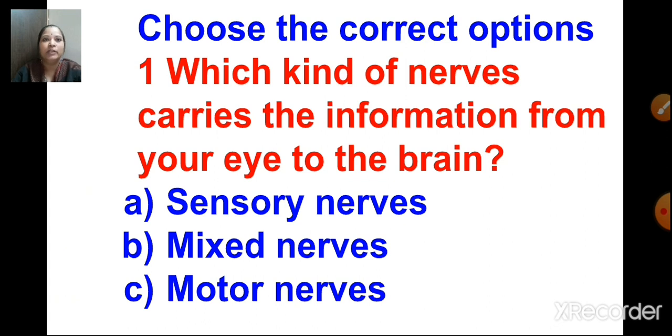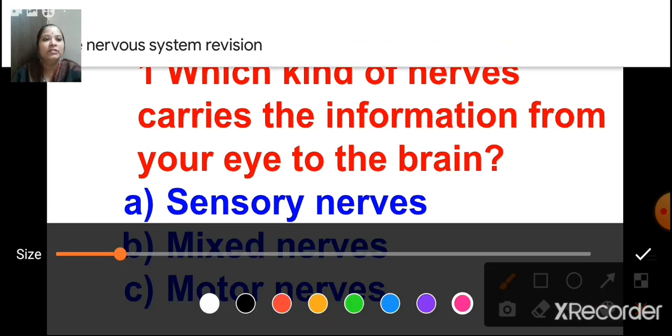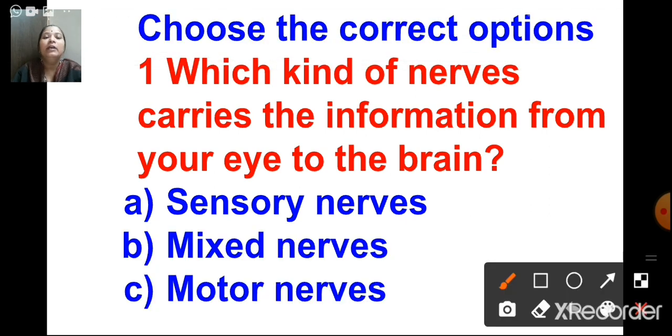Now the first one is, which kind of nerve carries the information from your eyes to the brain? So what is the answer, children? Which kind of nerve carries the information from the eyes to the brain? The answer is sensory nerves, as sensory nerves carry messages from sense organs to the brain.